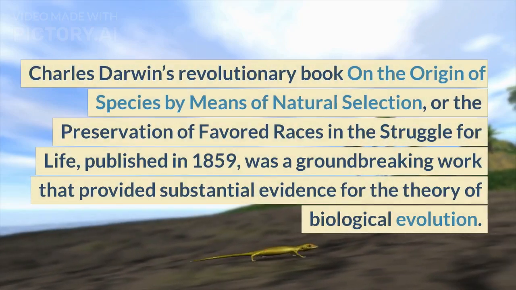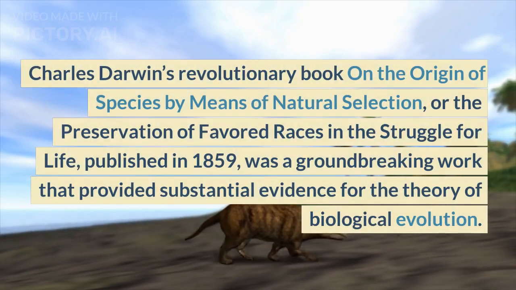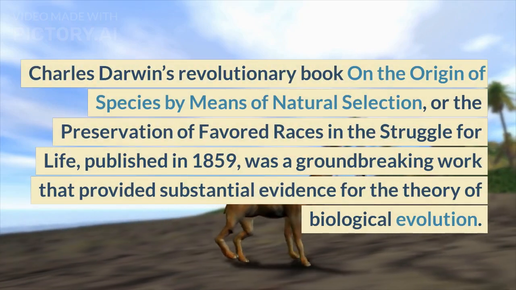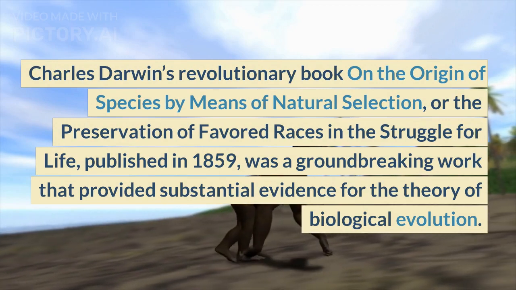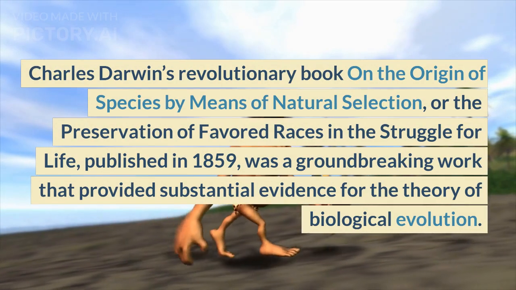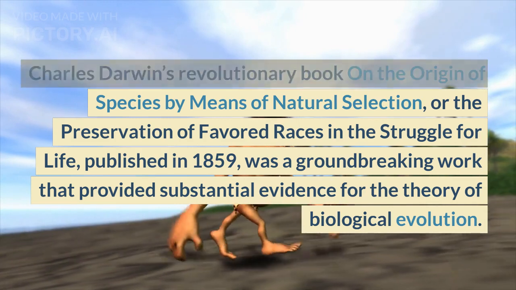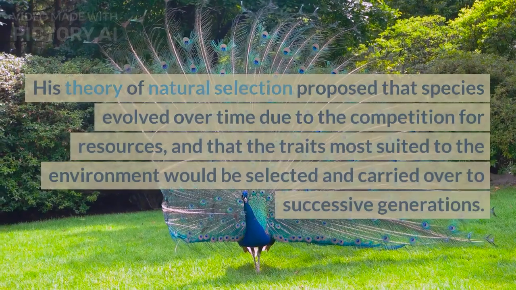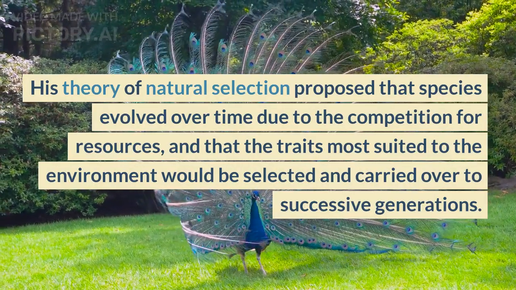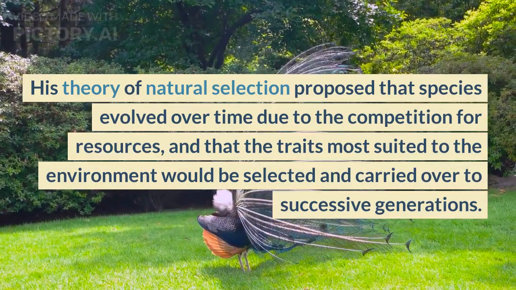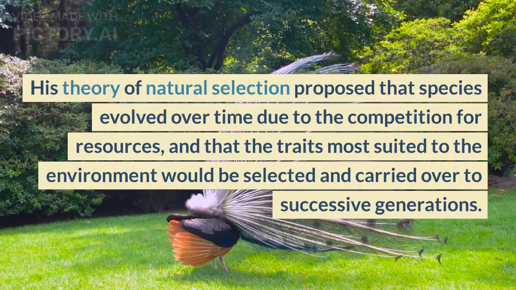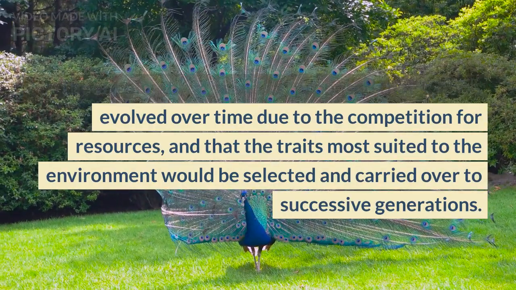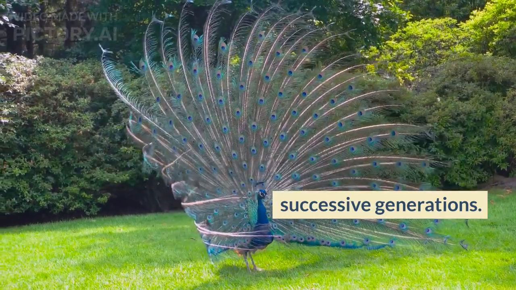Charles Darwin's revolutionary book on the origin of species by means of natural selection, or the preservation of favored races in the struggle for life, published in 1859, was a groundbreaking work that provided substantial evidence for the theory of biological evolution. His theory of natural selection proposed that species evolved over time due to the competition for resources, and that the traits most suited to the environment would be selected and carried over to successive generations.